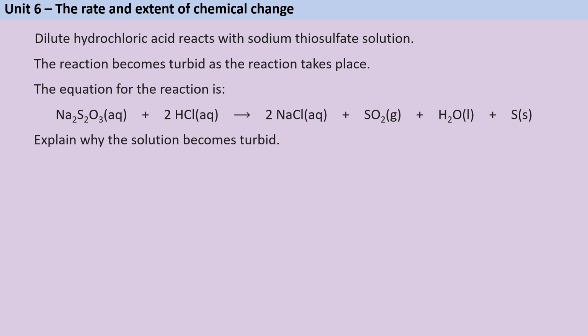They could ask you why this reaction goes cloudy, and the key thing to note is this state symbol here around sulfur. You can see there's a little S in brackets, and that tells you that it's a solid. Now, when a solid is being formed out of solutions, we call that a precipitate, and that is what's going to make the solution go cloudy, just like when you blow into lime water and it turns milky white, because there you're forming a calcium carbonate precipitate.